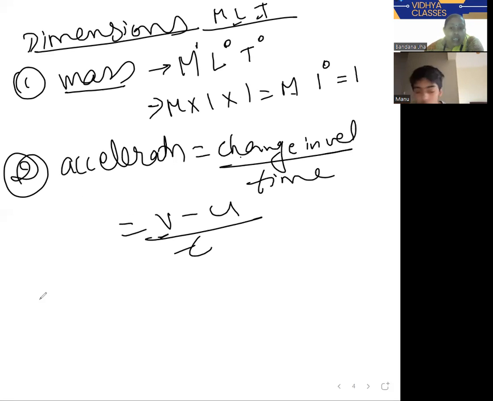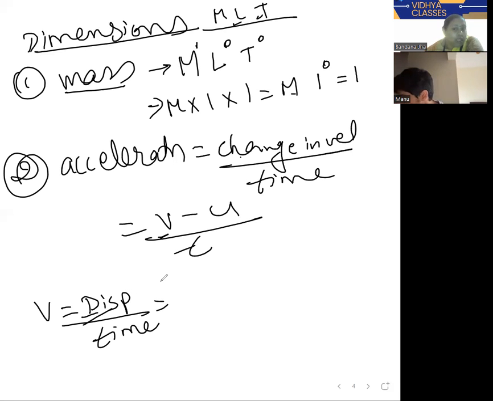Before finding acceleration, we have to find velocity. Velocity means displacement upon time. Displacement is length. Time is denoted by t. Now this t will go upward. First, this velocity is displacement upon time.